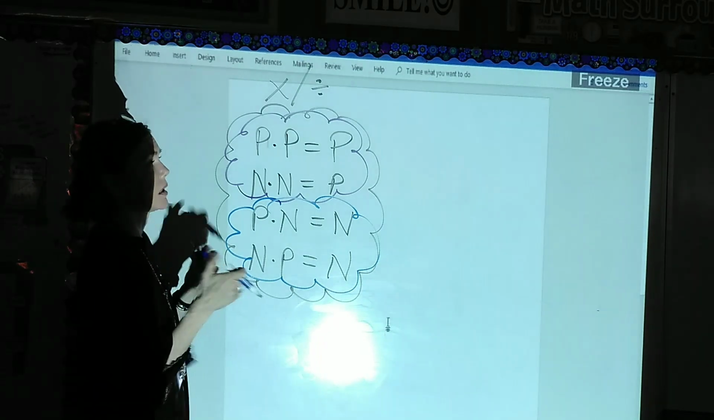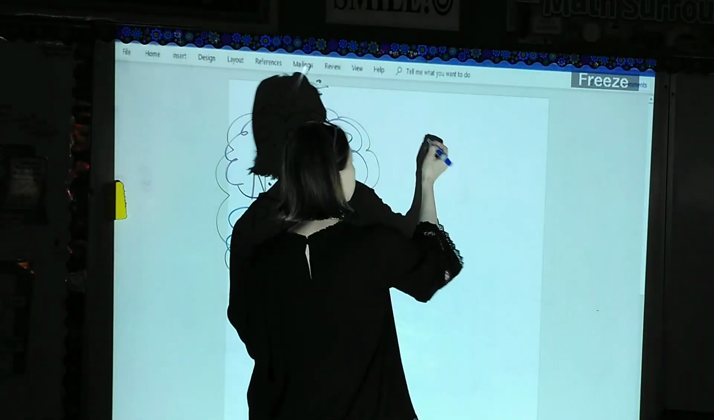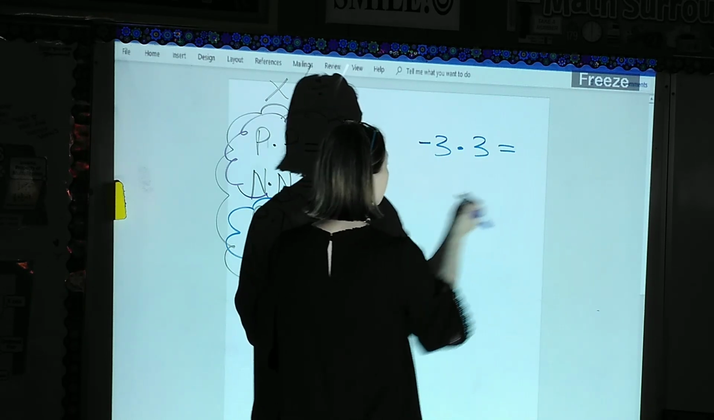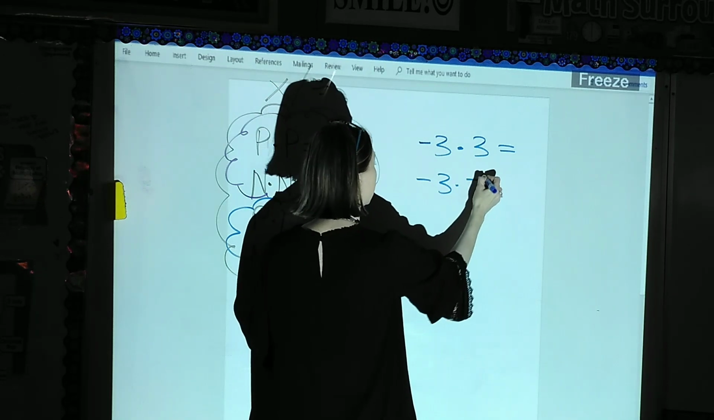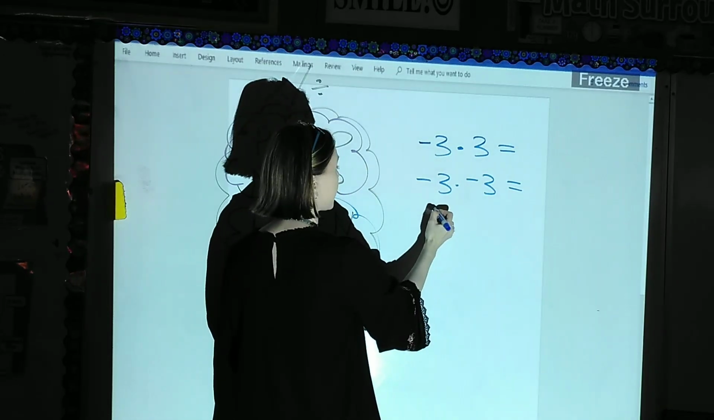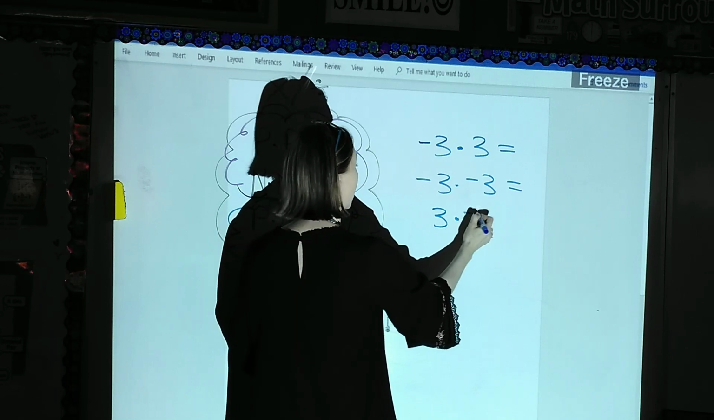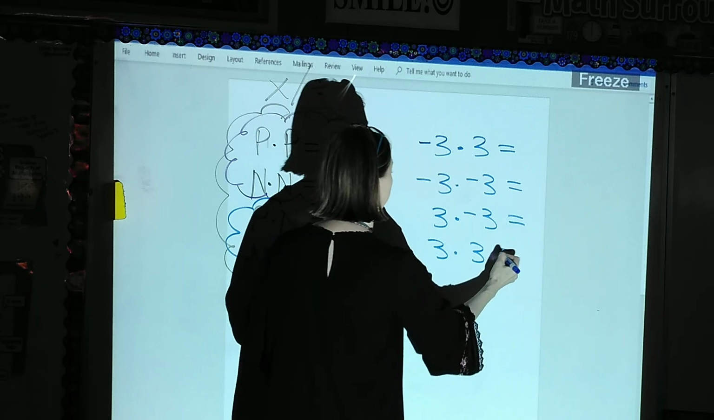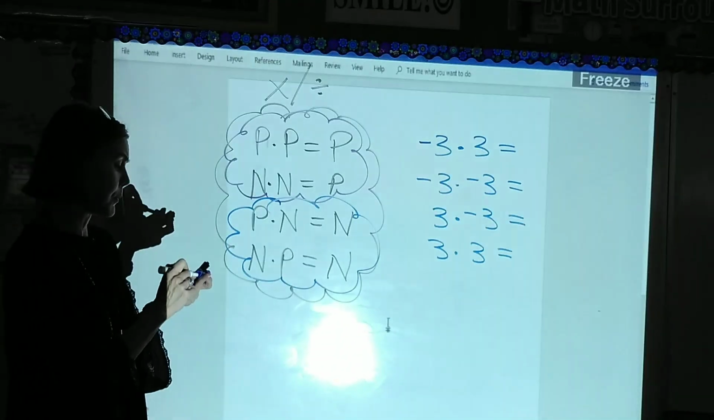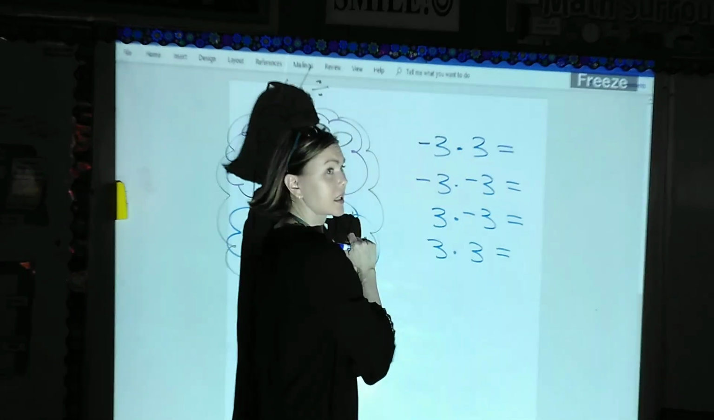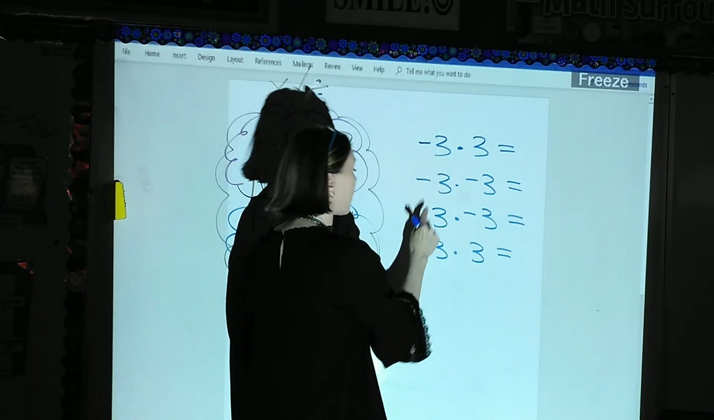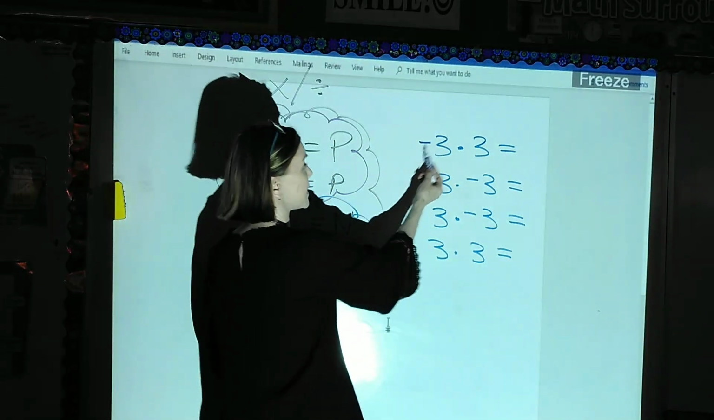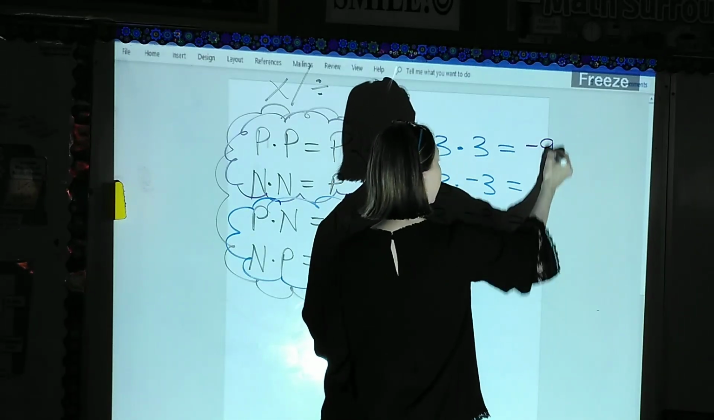So I'm just going to put a couple of examples on the board. So if you have a negative 3 times a positive 3, if you have a negative 3 times a negative 3, if you have a positive 3 times a negative 3, or if you have a positive 3 times a positive 3. Okay, so these are 4 different examples. So guess what? These are opposite symbols, so your answer will be negative.